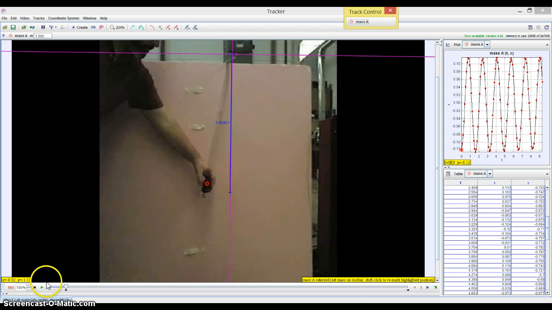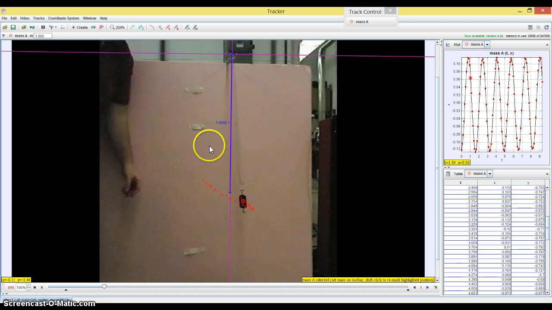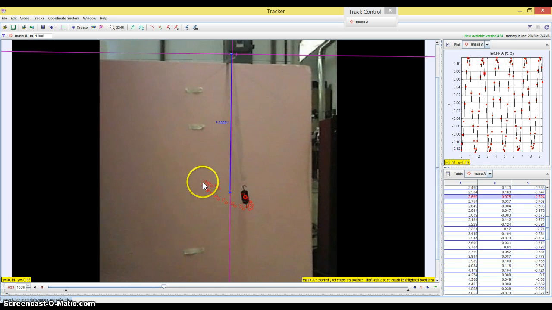And here is the object in motion. As you can see, we tracked the position as it moved through, and we represented each movement with a dot, and this was later recorded and put into data on a graph. This graph right here represents time versus x position.